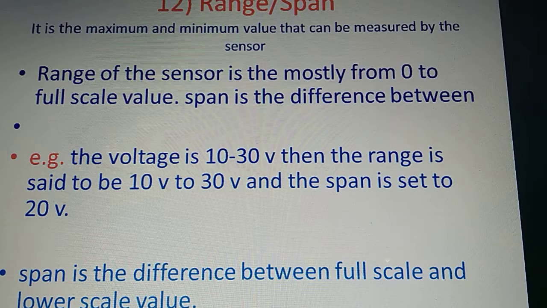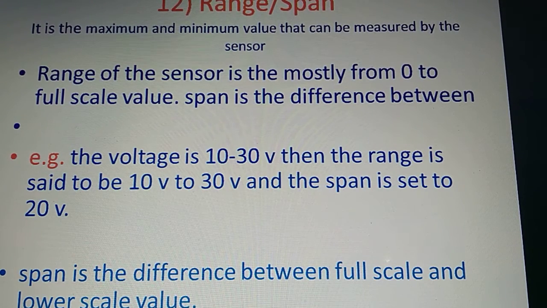And the next static characteristic of the sensor is called range or span. You are familiar with this word, range or span. So let's first consider an example, and then we'll make the definition of a range. Let's consider a voltmeter whose scale calibrated on it is ranging between 10 volt to 30 volt. Then the range is said to be 10 volt to 30 volt, and the span is said to be 20 volt.